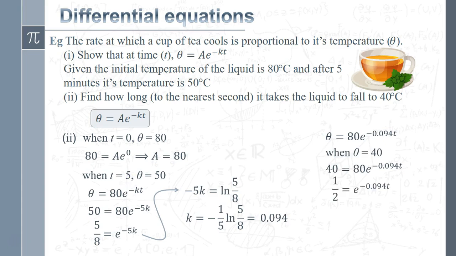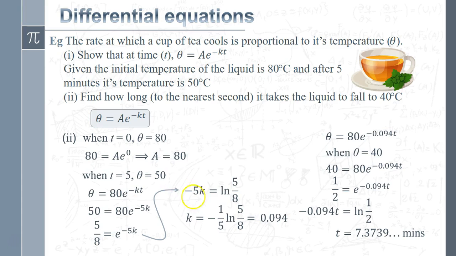And again, now we've just got to find our value for t. So turn it back into the ln equation and then just divide by minus 0.094. And there we go. We've got t equals 3.737 minutes. That's our value for t, but it does say to the nearest second. This pops up quite a bit in exam questions.